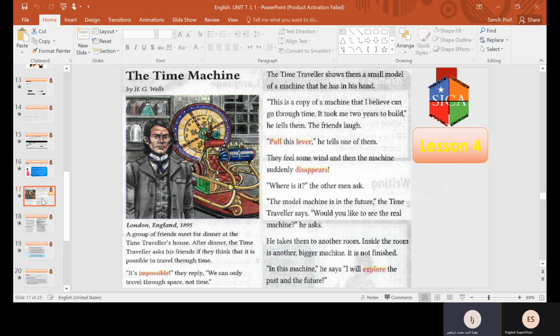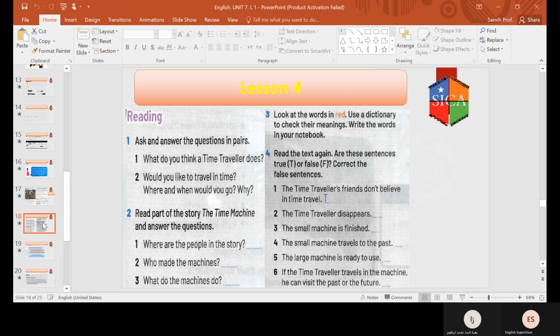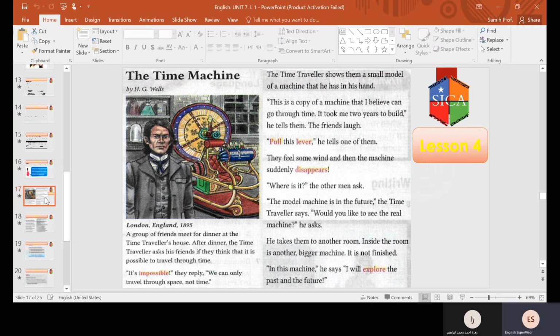Where were they? London. Perfect. London, England. Yes. Question number 2. Who made the machines? H.G. Wells? H.G. Wells, this person is the person who wrote this article.